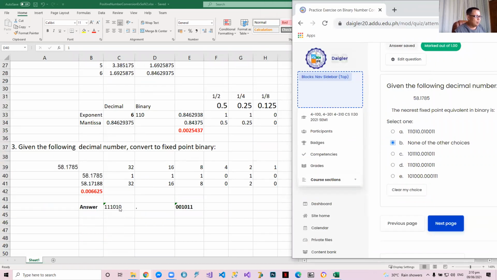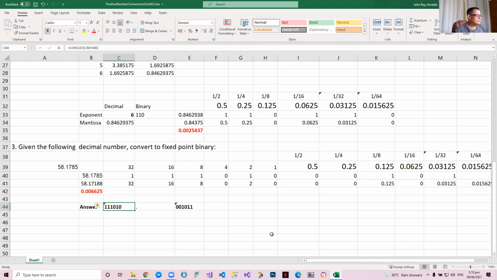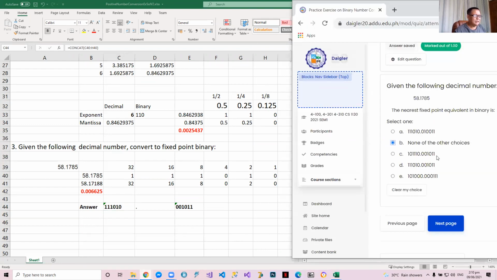For number 3, we'll set this to bold. So we have 11010, 110, 110, 110, 111. That's three 1010s. This is correct, no? And then we have 00. This is not correct. Okay. And then we have another 110, which is this 11010, 001011. This is the correct answer, no? Do you follow? 1, 1, 0, 1, 0, 0, 0, 1, 0, 1, 1. Is that correct? Okay. Any questions so far? Okay.